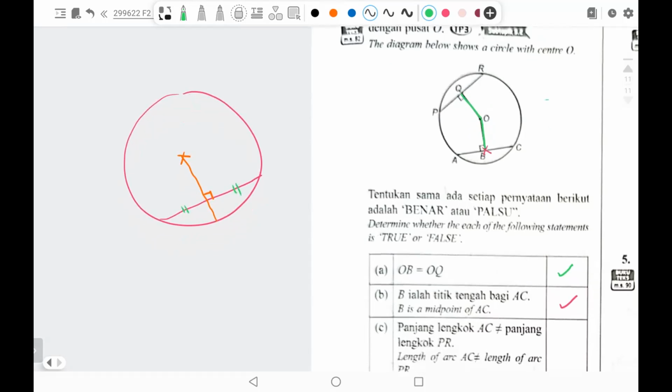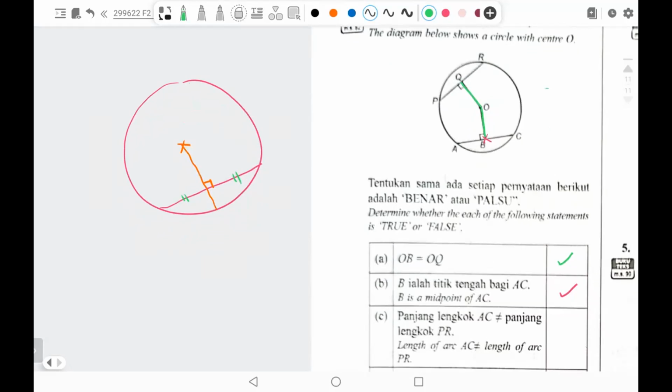Okay, see, the length of arc AC. Let me shade first. The AC arc is here, the curved line. Not equal to, this symbol means not equal to, the length of arc PR. Is this same or not same? If it's same, then this answer is false. If it's not same, then this answer is true. Okay, you think first. Same or not same? Since A, we say OB equal to OQ is true. So what about C? True or false?